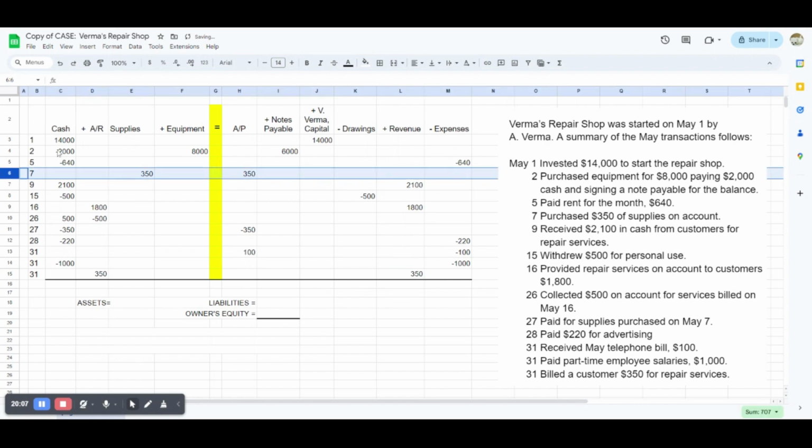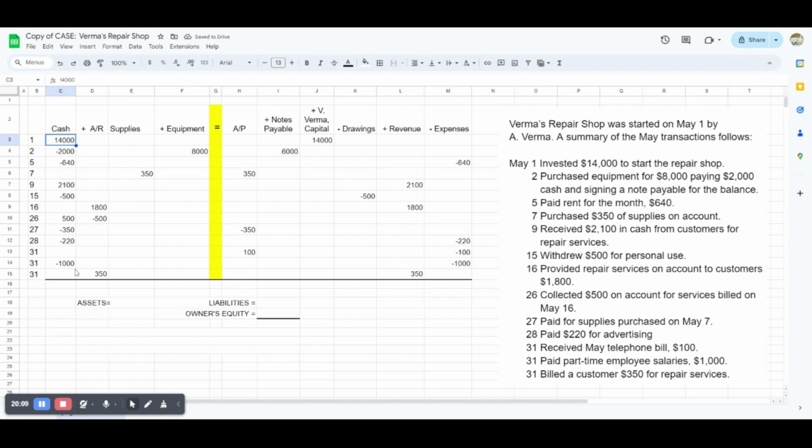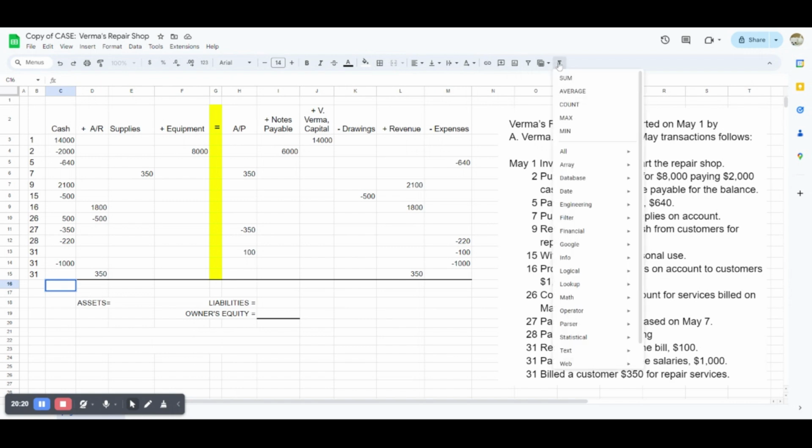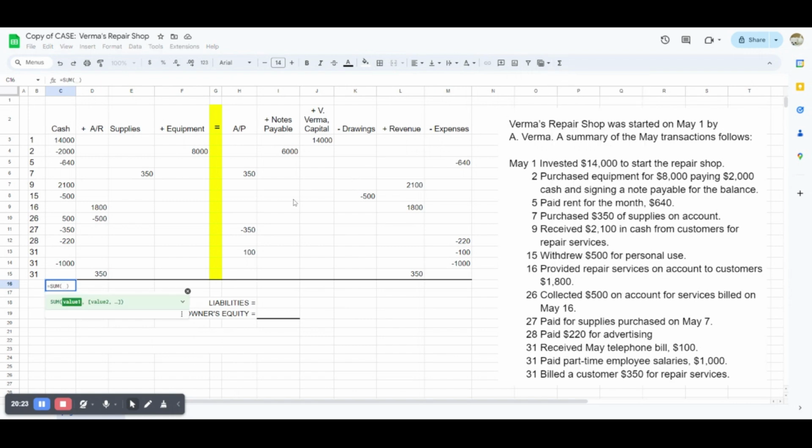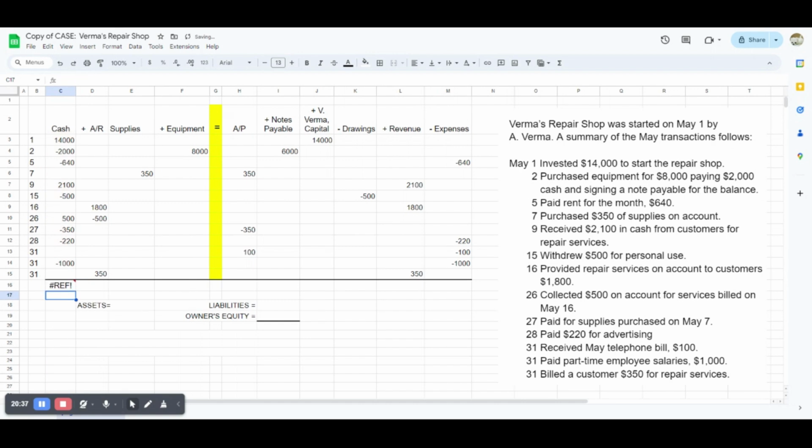Okay, so now what we do is we're going to add everything in each column. So let's see if I still remember how to add. Okay, so let's start with column C, cash. This is not working, so I will get my calculator.